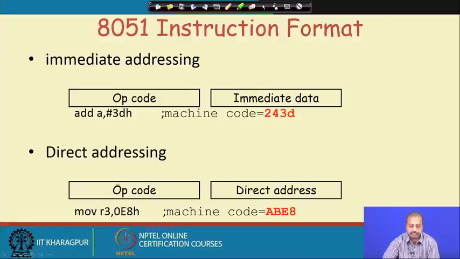Then in direct addressing, we can have MOV R3, 0E8 hex. That means the content of memory location 0E8 hex will come to the register R3. The opcode is AB, and the address value E8 comes in the second byte. This is how we have direct addressing.